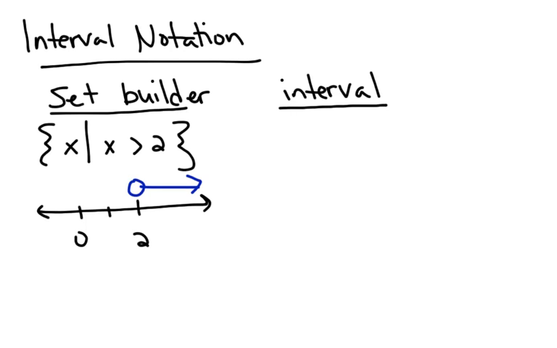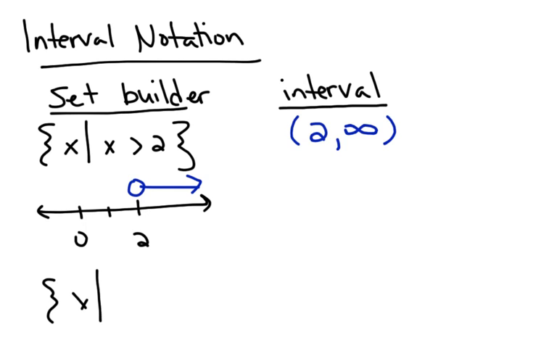The way interval notation is written is we say that we start at the number 2, and then we go to the right forever. Well, in mathematics, forever is denoted by the infinity symbol, the sideways 8. Now, there are going to be some symbols around these two. I'm going to put parentheses. In mathematics, the parentheses represent your open circle.